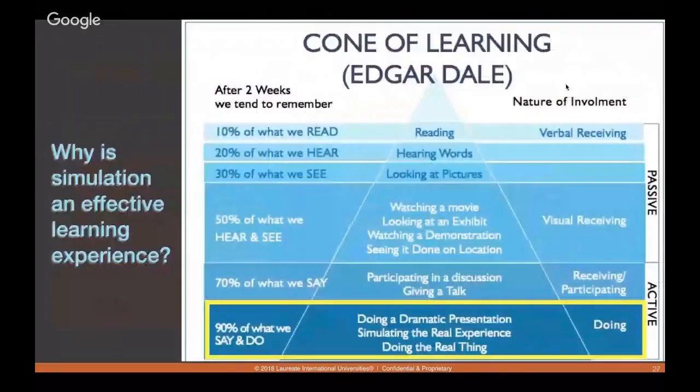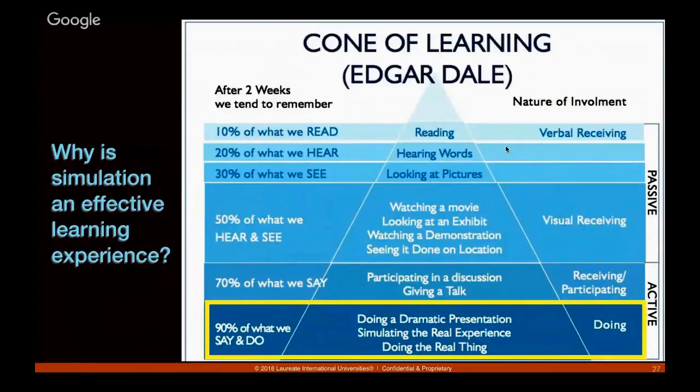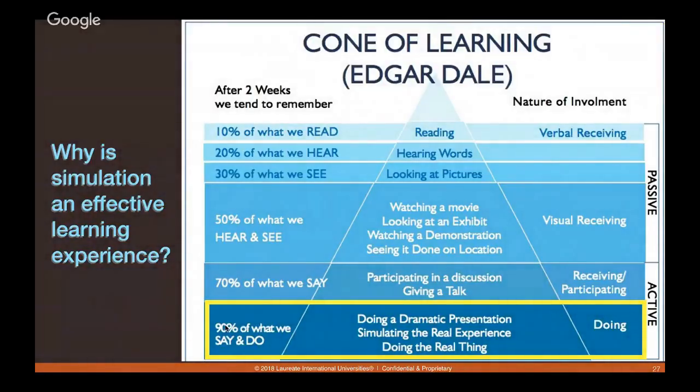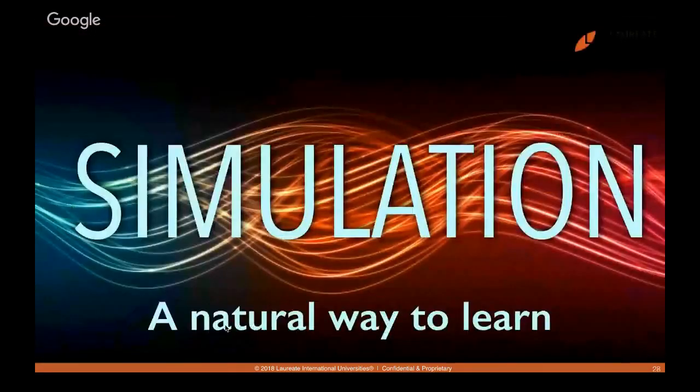So what I want to say is that we always knew that doing what we intend to learn is the most effective way to learn something. Take a look at this pyramid and see how much we retain about knowledge, from what we say and do. So every time we simulate the real experience, we are able to remember up to 90% of our experience after 2 weeks. So we always knew that simulation is a natural way to learn.